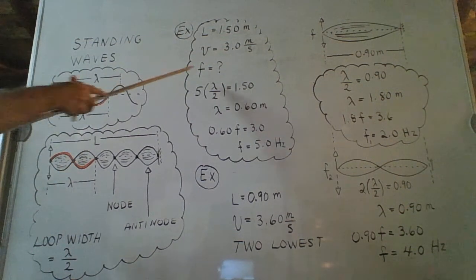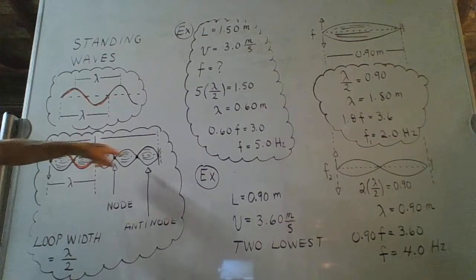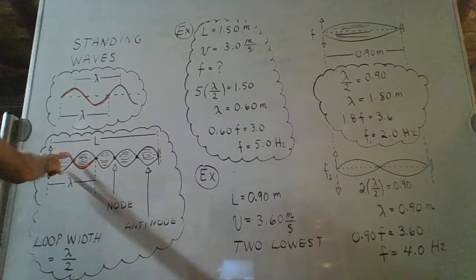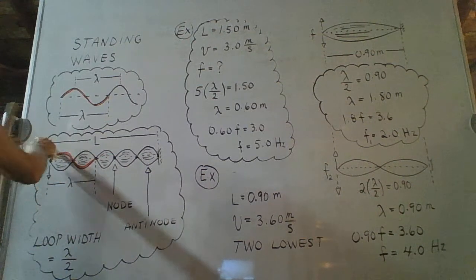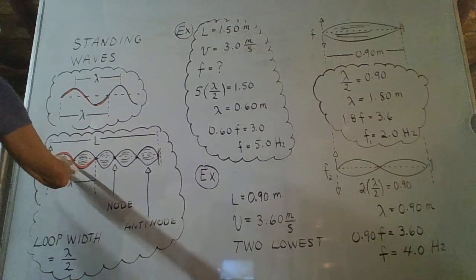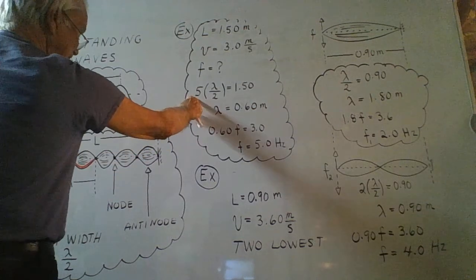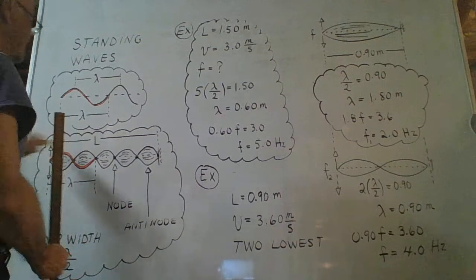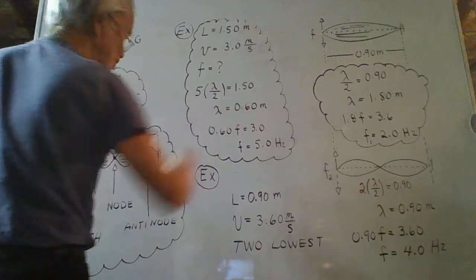Well, back to this. We're looking for the frequency of oscillation at this end that will cause this pattern to exist. Well, we use the fact that the sum of these 5 widths, 1, 2, 3, 4, 5, must equal the length of the string. The distance there is L. The sum of those 5 loop widths is equal to L. Here are the 5 loop widths, 5 times lambda over 2, equaling the length of the string. So we solve for lambda and get 0.60 meters.